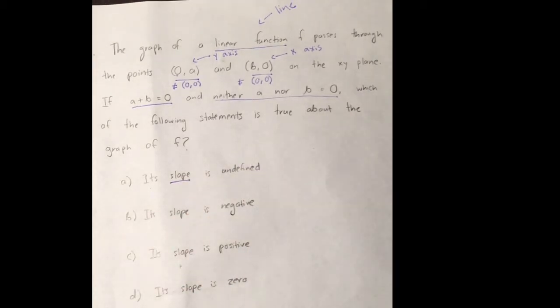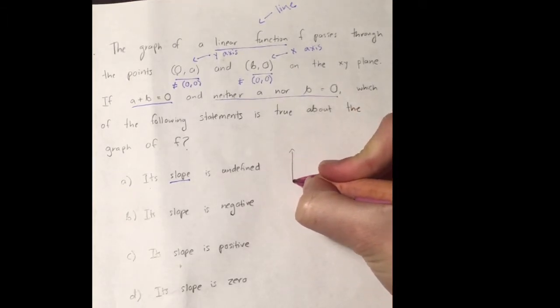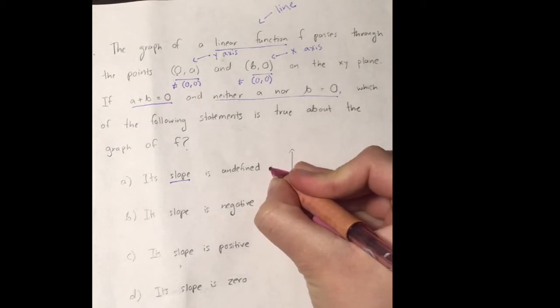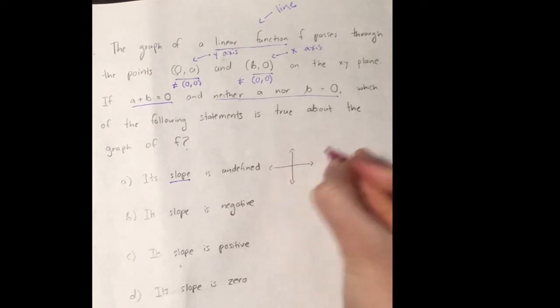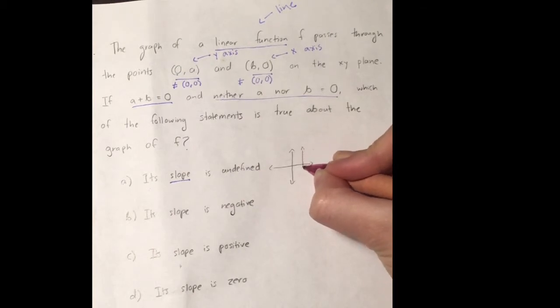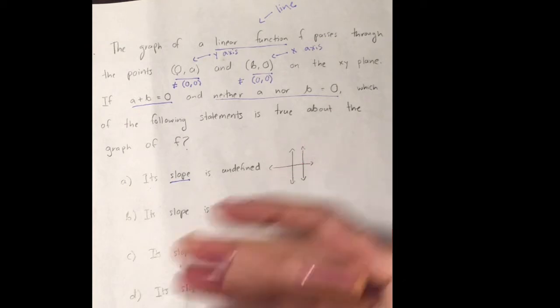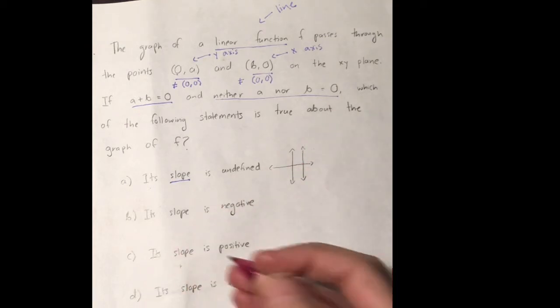And hey, I know what lines with undefined slope look like. They're vertical. Just going to do a little drawing here. And if a line has a slope that's undefined, we know it's going to go straight up and down. It's going to be vertical. Could be over here, could be over there. We don't know where it is. We just know it's vertical.